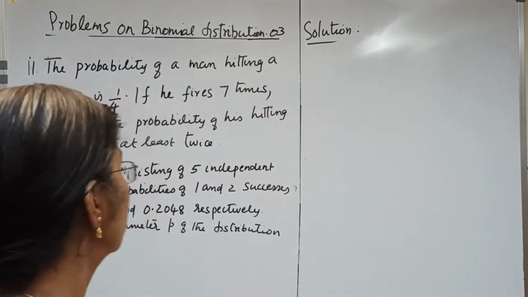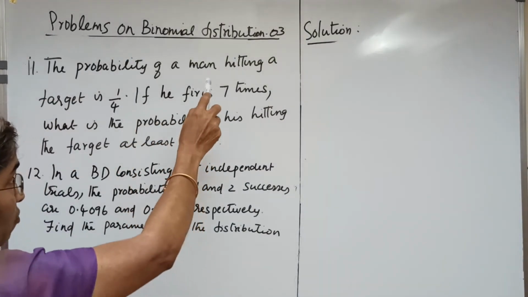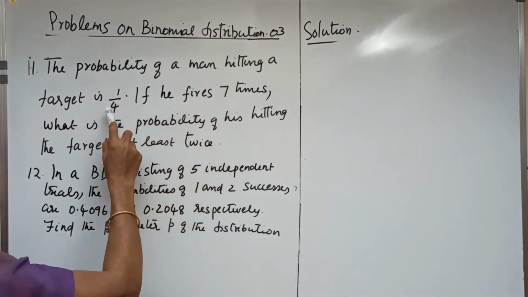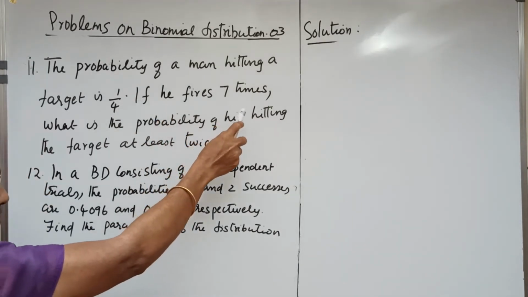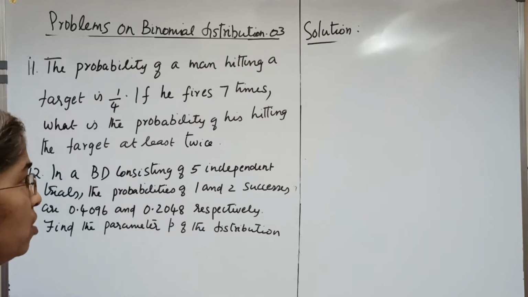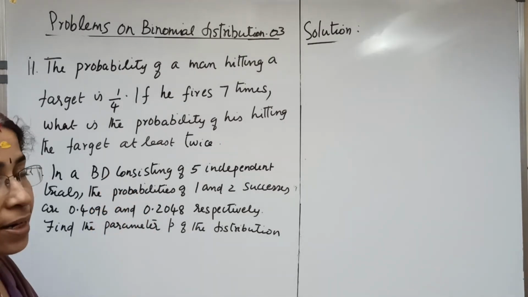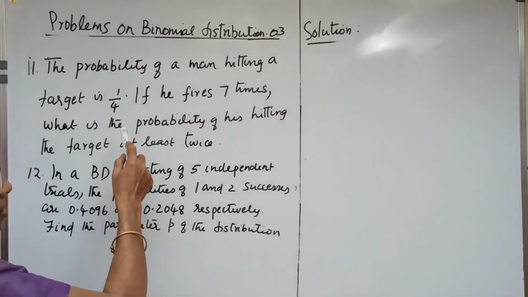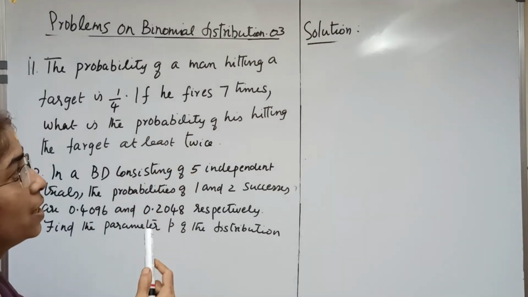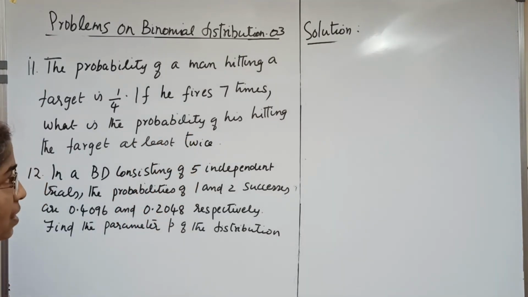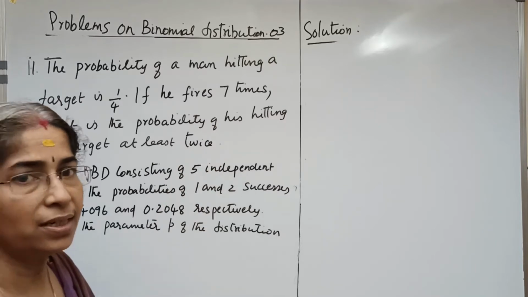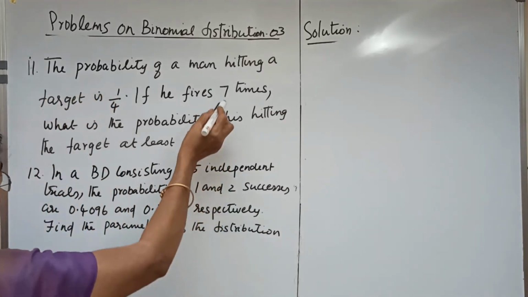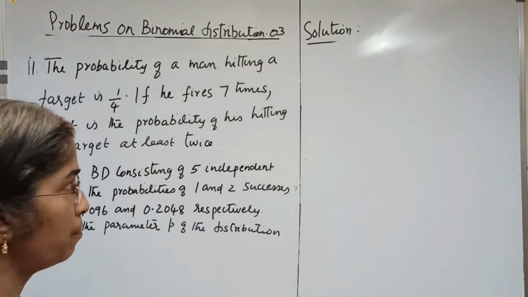Now the next question is, the probability of a man hitting a target is 1/4. If he fires 7 times, what is the probability of his hitting the target at least twice? So we consider n equal to 7 and x as the number of times he hits the target, so that we can consider it as a binomial distribution, and p is taken as 1/4.